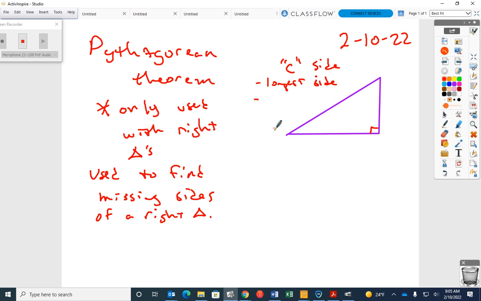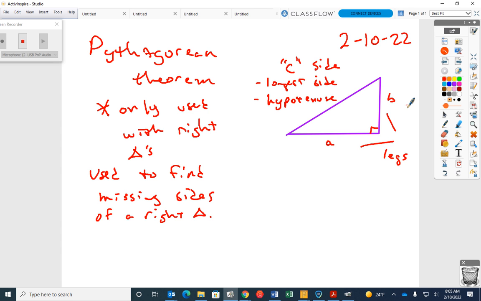Does anybody know what that C side, the longest side of a right triangle, is called? Hypotenuse. The hypotenuse. Okay? All right. The other two sides of the triangle, the sides that make up that right angle, are called the legs. Okay? These are both the legs. And one of them is an A and one of them is a B, and it doesn't matter which one you make A or B. You can make them whatever you want, as long as one of them is A and one of them is B.